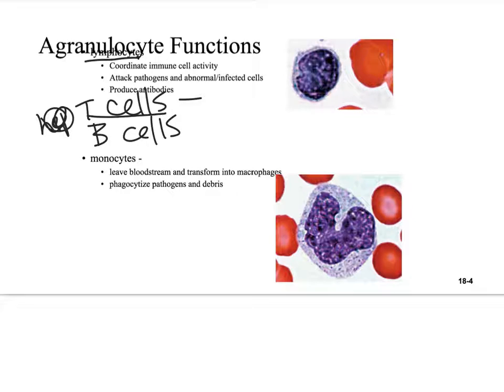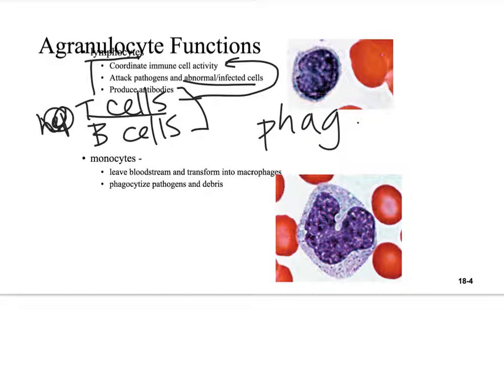Okay, so T cells are the ones that coordinate your immune system, and B cells actually make antibodies. Just for right now, they coordinate immune cell activity. They can attack pathogens and go through phagocytosis. They can take them out, they can kill them. And they're responsible for producing antibodies. So those are lymphocytes.